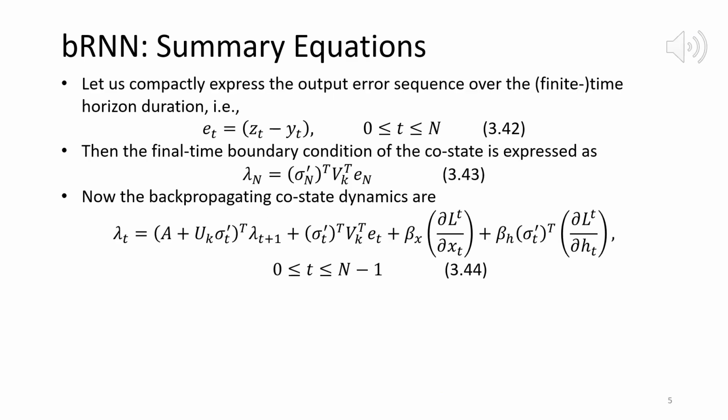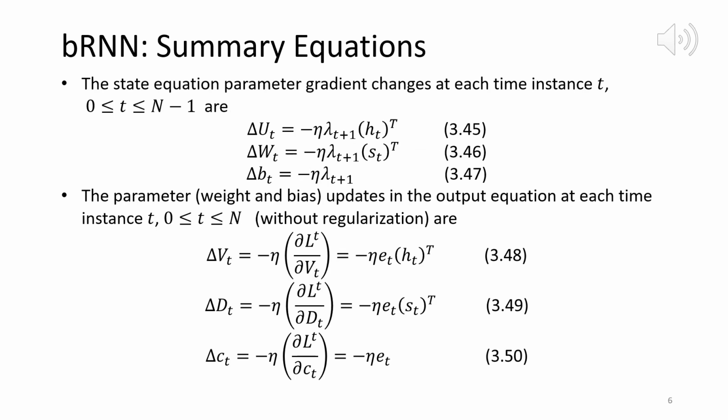Let us compactly express the output error sequence over the finite time horizon duration, as shown in equation 3.42. Recall that the final time boundary condition of the costate is given by equation 3.43, and that the backpropagating costate dynamics are expressed by equation 3.41, which will be further explained in appendix 3.2. From appendix 3.2, which we will explain later, the state equation parameter gradient changes at each time instance t, for t from 0 to n-1, and without regularization, are given by equations 3.45, 3.46, and 3.47.